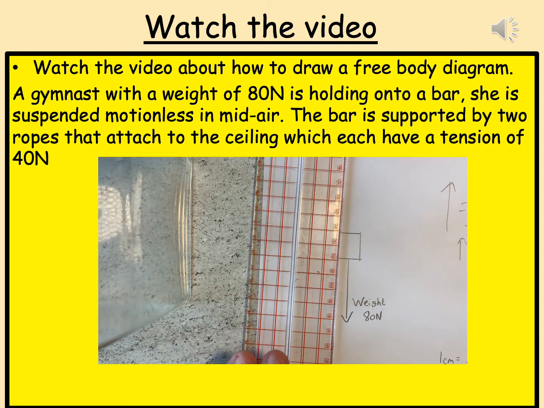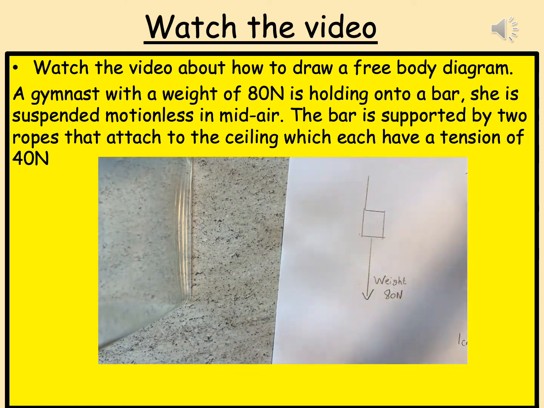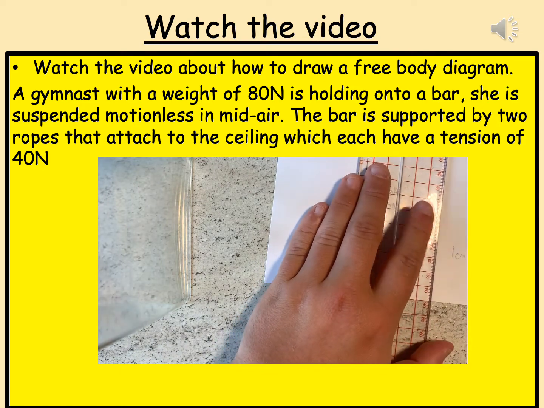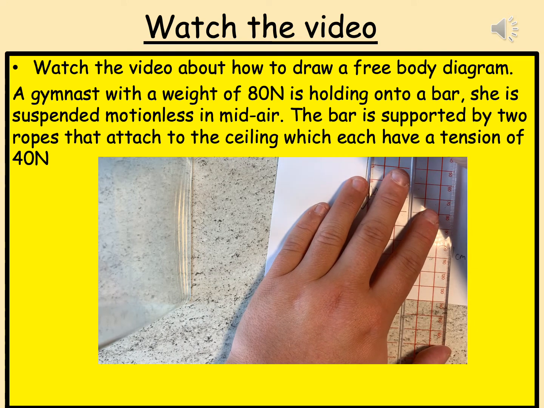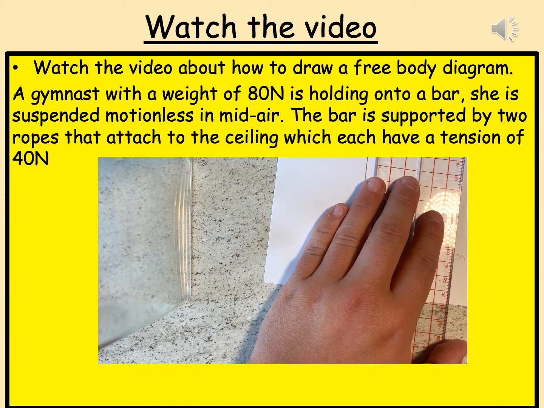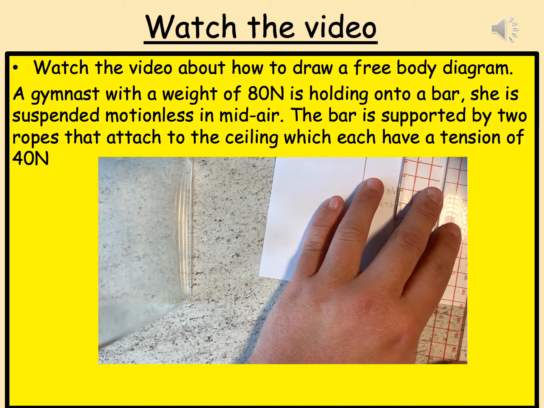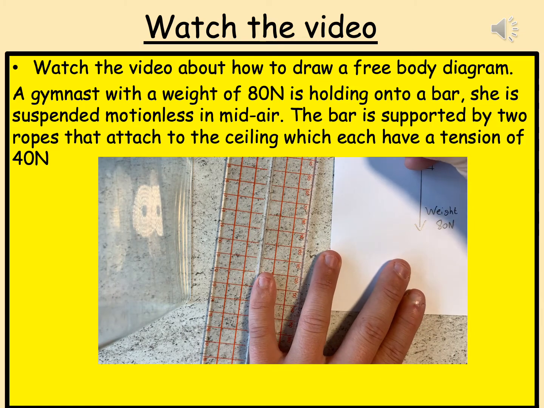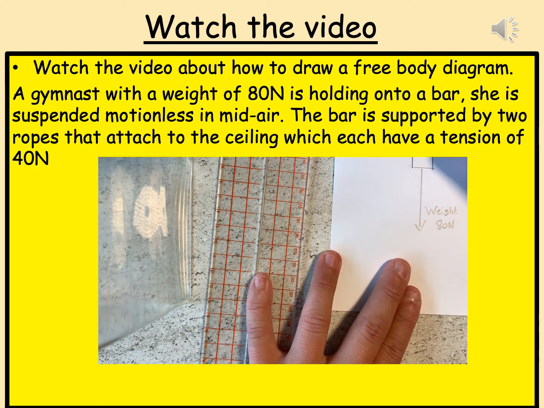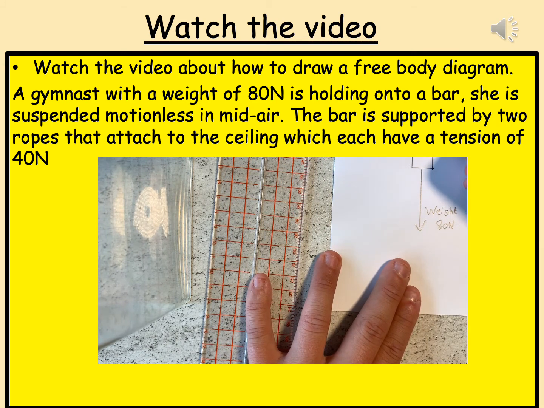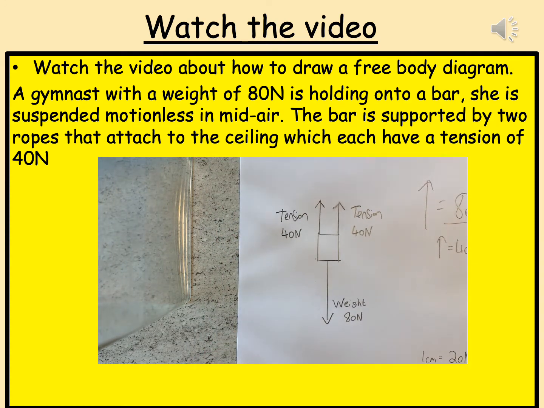Now, because 1 centimetre is equal to 20 newtons, I need to draw them with approximately 2 centimetres length, as that is the size of my force. Like so. Label them both as tension with their force value, 40 newtons. And there you have a free body diagram.